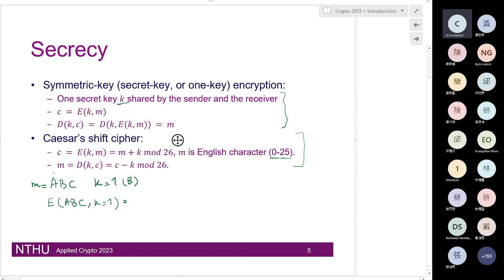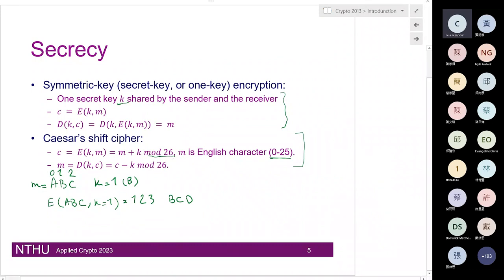So we know that A is letter 0, B is 1, C is 2. The output would just add the key, so it would become 1, then 2, and then 3, right? So we are literally sending B, C, and D. Of course, there is a modular operation, but since our key is very small, it doesn't really get engaged. So you see that they have substituted ABC with BCD. It is not a very strong one, but it was something that was working back then.